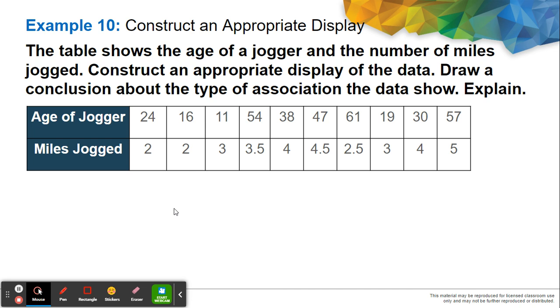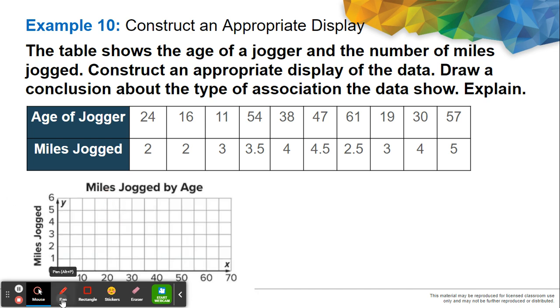For this kind of data, there is no trend. The age of the jogger does not affect the miles jogged. It doesn't show that the younger you are, the further you can jog, or the older you are, the shorter the distance you can cover. That is why for this data, we will only use a scatter plot, because there is no trend being shown.